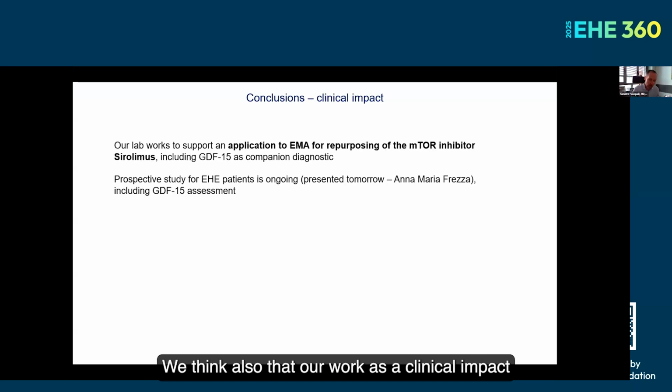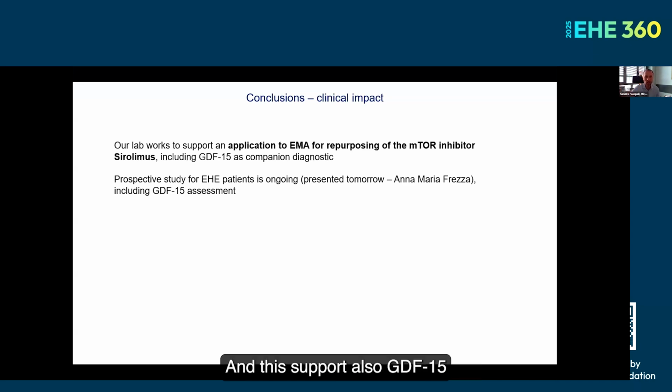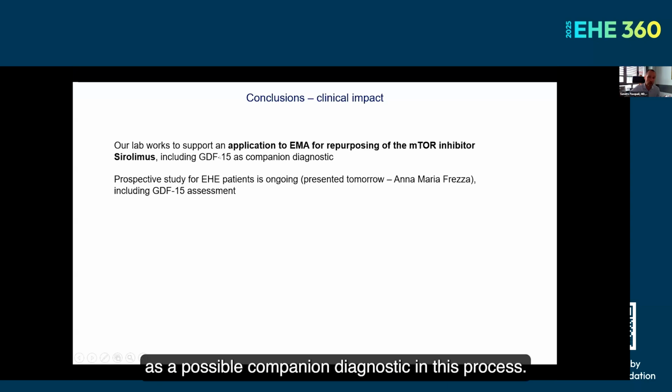We think also that our work has a clinical impact because it offers the opportunity to support a formal application to EMA, the European Medicines Agency, for the repurposing of the mTOR inhibitor sirolimus, which Dr. Stacchiotti and their team are carrying on. And this also supports GDF15 as a possible companion diagnostic in this process.